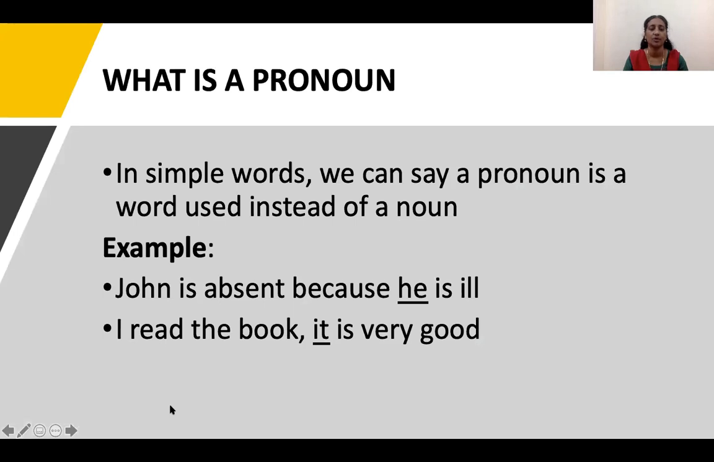What is a pronoun? In simple words, we can say a pronoun is a word used instead of a noun. Example: John is absent because he is ill. In this sentence, we are already talking about John. He is absent. So the second time when we talk about John, we use the pronoun he. He is ill. Here the pronoun is he.